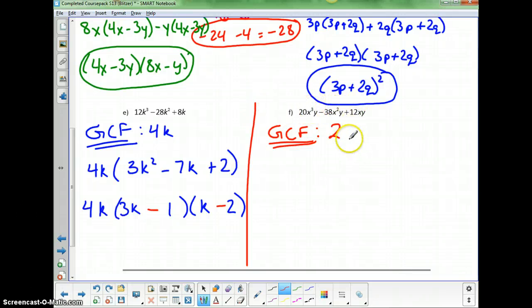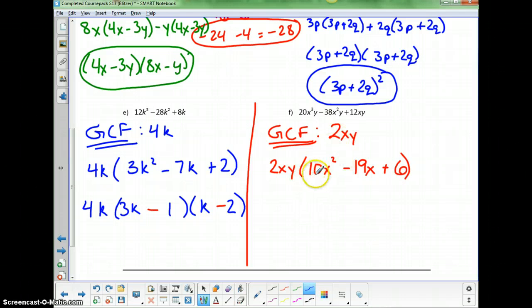And then there's an x in all of them and a y in all of them. Okay, so if I take out the GCF of 2xy, 20 divided by 2 is 10x squared minus, I took the y out, so there's no more y there, minus 19. Took one of the x's out, there's an x left. Took the y out, so there aren't any y's. Plus 12 divided by 2 is 6. Took the x and the y, so that's the end of that one.